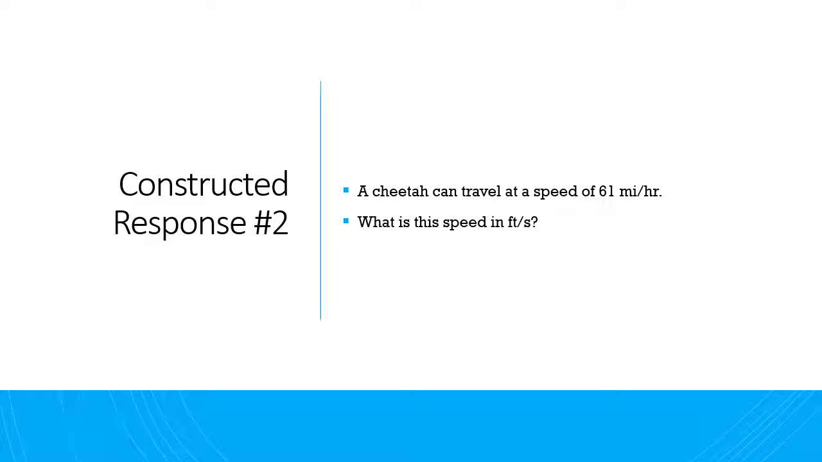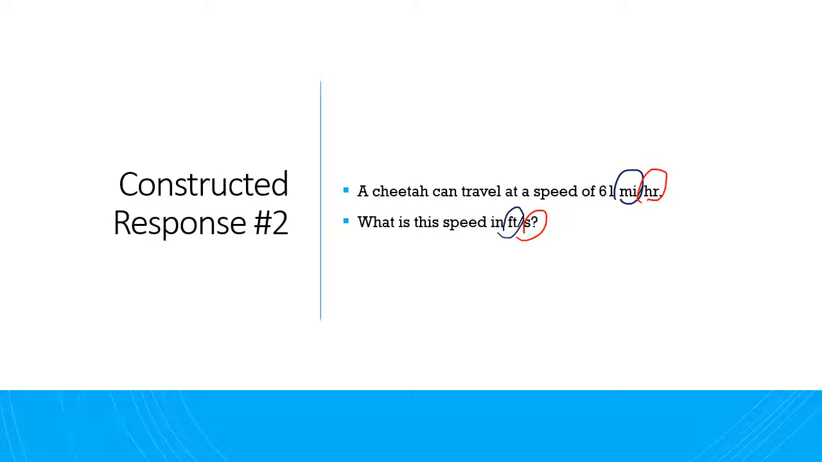Okay, so in number two, we have an example here. It says a cheetah can travel at a speed of 61 miles per hour, and we want to know the speed in feet per second. So we have two conversions happening. First, we need to go from miles to feet, and then secondly, we need to go from hours to seconds.